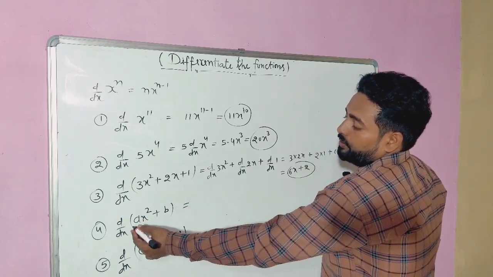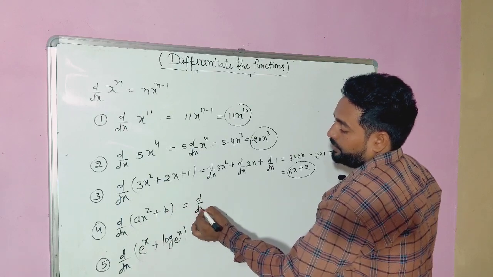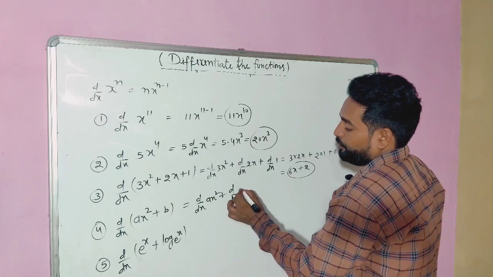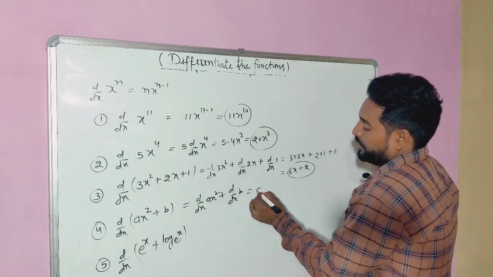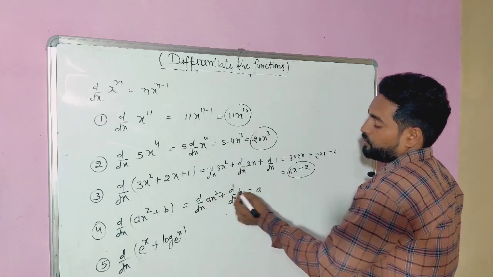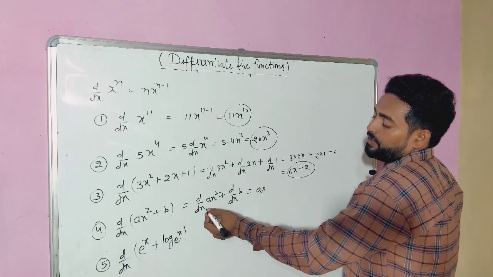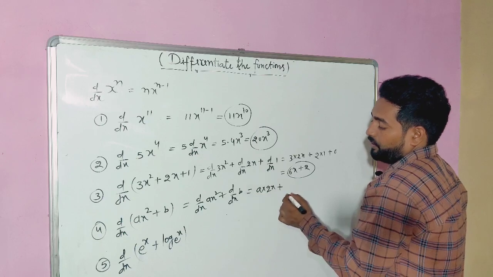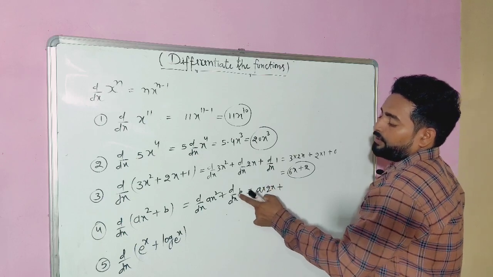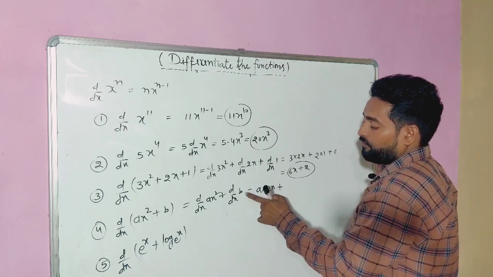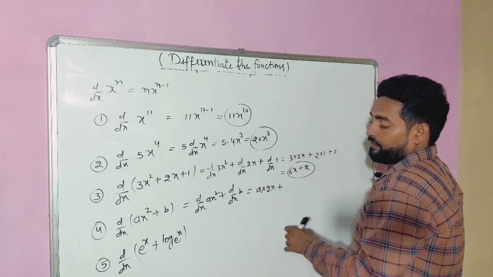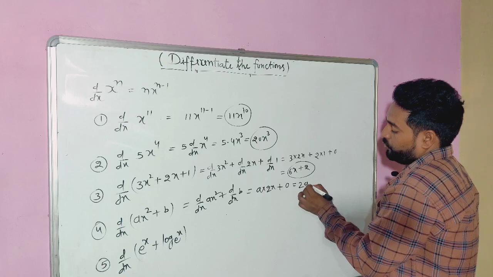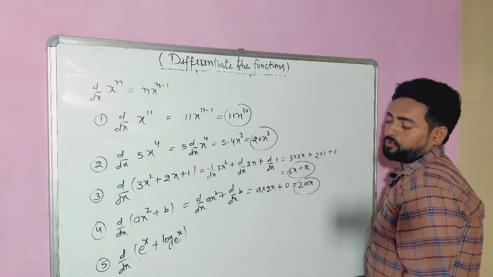Next question. d upon dx ax square plus d upon dx b. a is a constant, so x square differentiation with respect to x is 2x, plus d upon dx b. b is a constant and there is no x with b, so that value is 0. It is equal to 2ax. That is the answer to the question.